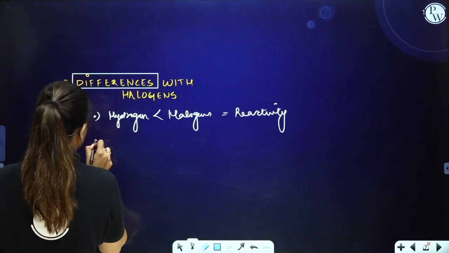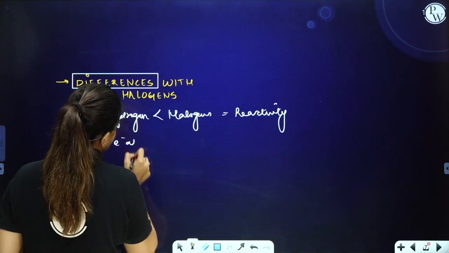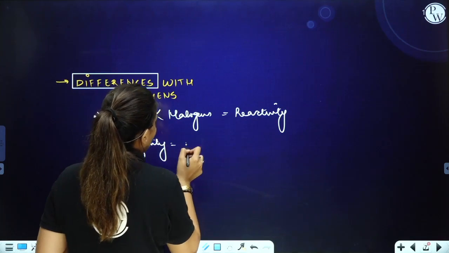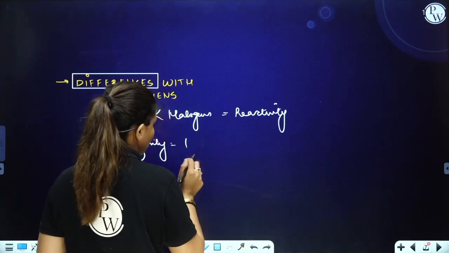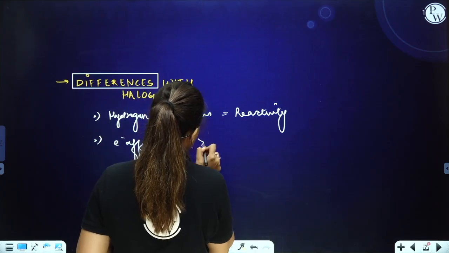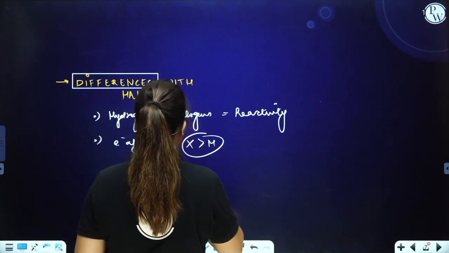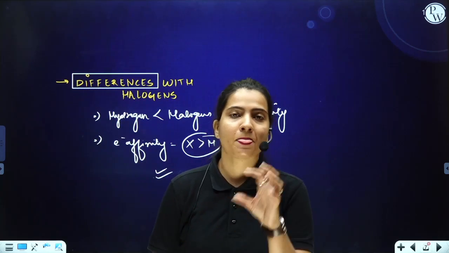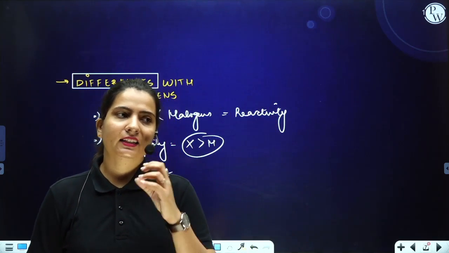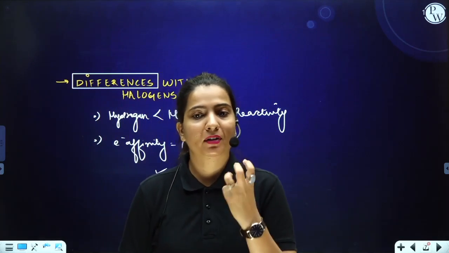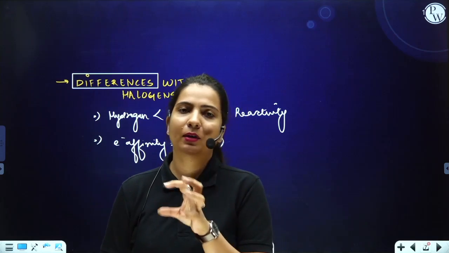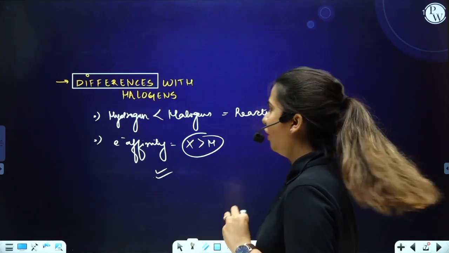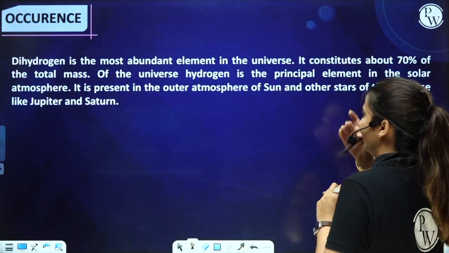And electron affinity, the tendency to accept electrons, electron affinity of halogens is very high as compared to the hydrogen. So these are the two differences which are present between the hydrogen and the halogen. That's why there are some resemblances also, there are some differences also. So we are not able to identify the correct position of the hydrogen. So let's move forward. After that, we have the occurrence.